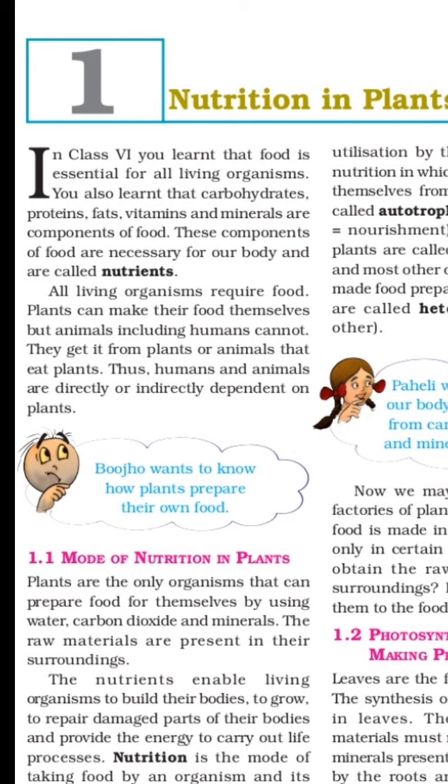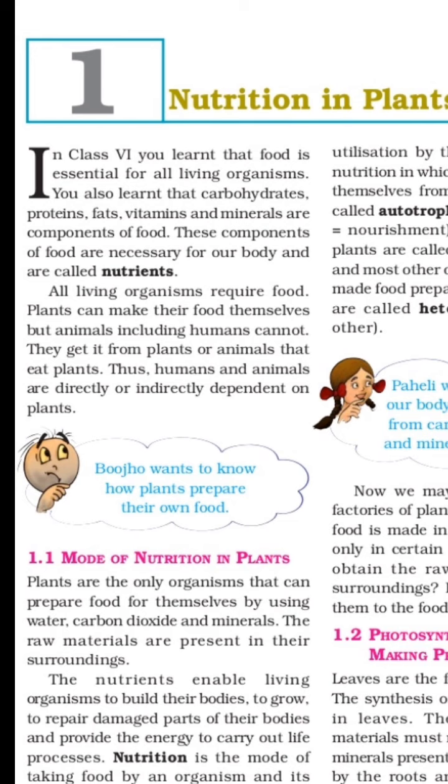All living organisms require food. We are also living organisms. Plants are also there, animals are also there, small insects are also there, and microorganisms are also there. These are called living organisms. Plants can make their own food themselves, but animals including humans cannot. They get it from plants or from animals that eat plants, and thus humans and animals are directly or indirectly dependent on plants.